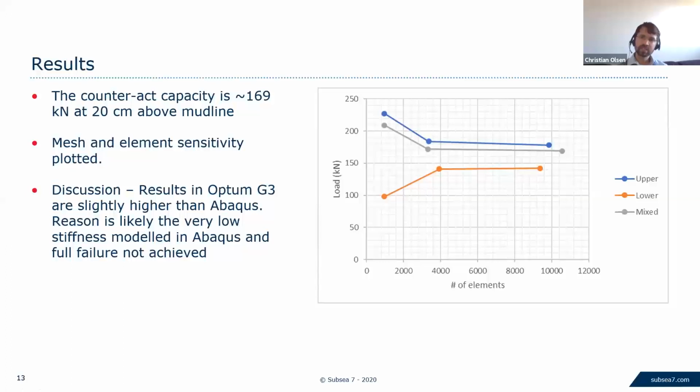But you can see that there's a tendency for a load here around maybe 169. So these results are slightly higher than the Abaqus, but at the same time, the Abaqus model has a very low stiffness and hadn't gone fully plastic. So I think the quality of these results are quite good. And also the runtime here is only 7 minutes and 22 seconds for all three, upper, lower, and mixed. We could maybe have gone higher up and analyzed 20,000 elements as well, just to see if it converges better.